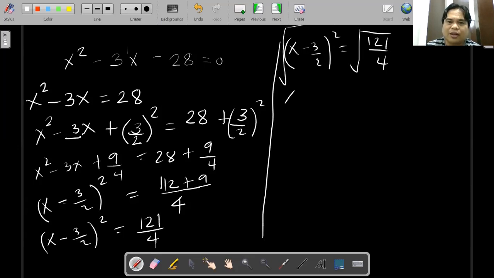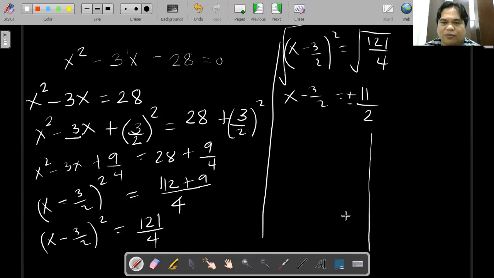Okay, so you have now x minus 3 halves. Square root of 121 is 11. Square root of 4 is 2. Again, get the plus and minus sign. Okay, we now have two values of x. So x minus 3 halves, I'm sorry. You have x minus 3 halves is equal to 11 over 2. And you also have x minus 3 halves is equal to negative 11 over 2.